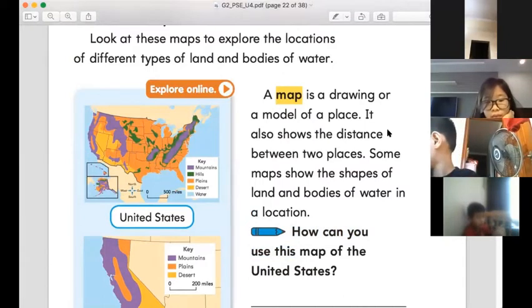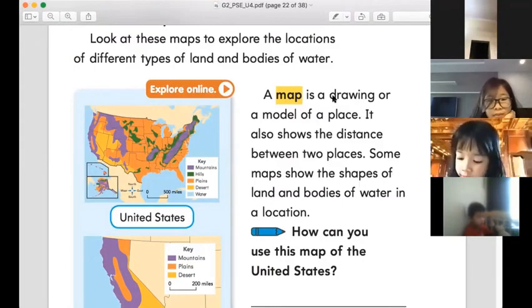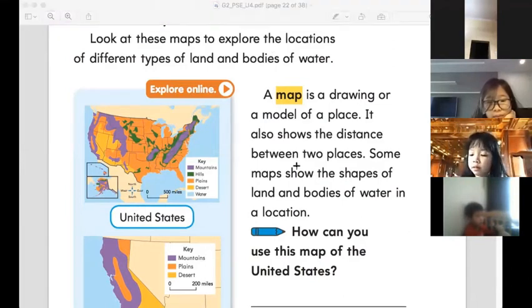A map is a drawing or a model of a place. It also shows the distance between two places. Some maps show the shapes of land and bodies of water in a location. Very good. So distance means the space between two things.